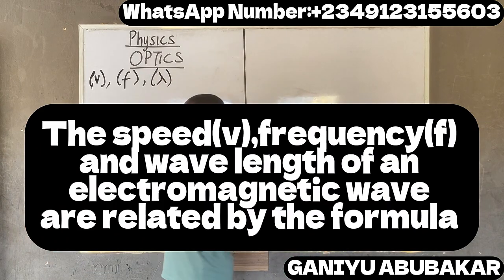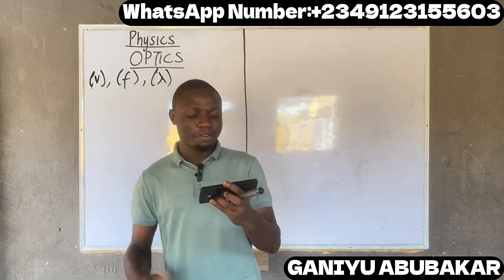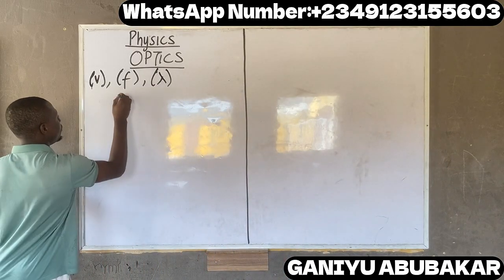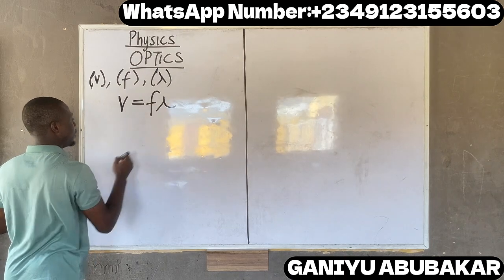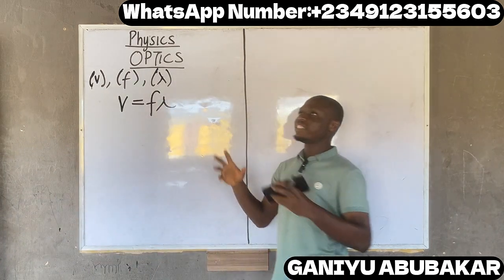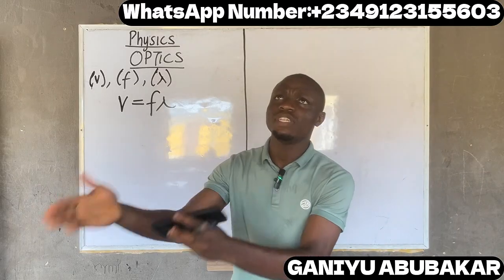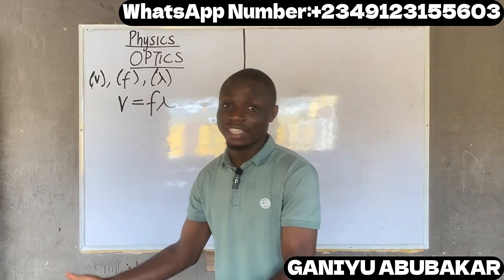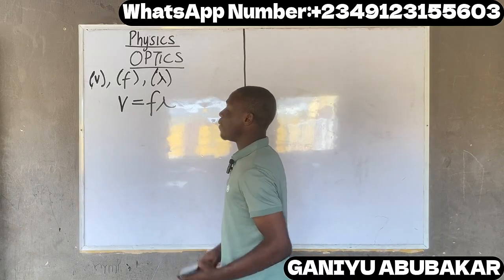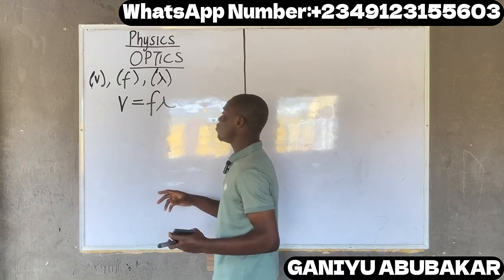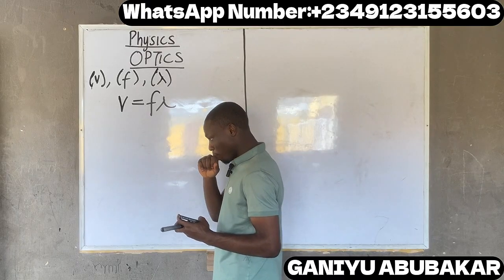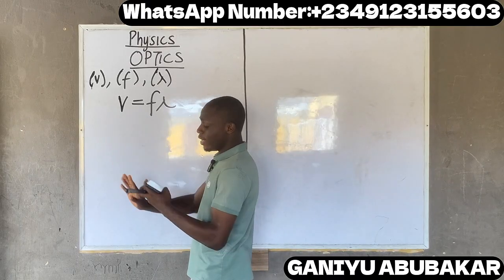The speed, frequency and wavelength of an electromagnetic wave are related by the formula V is equal to F lambda. So here's the idea. The relationship between velocity, frequency, and wavelength is this: the velocity will be equal to the product of frequency and wavelength.